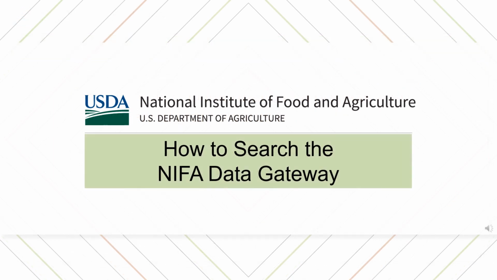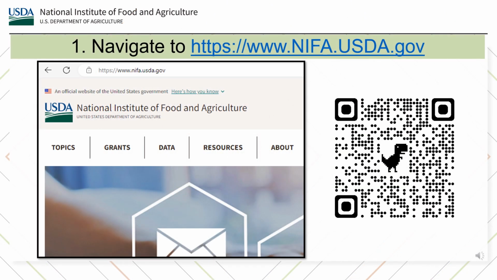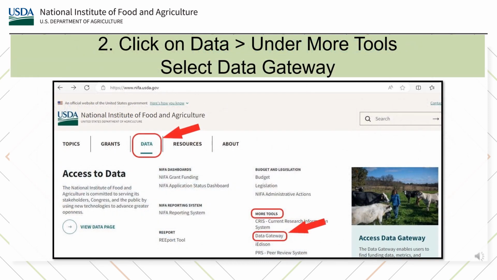Next, we'll cover how to search the NIFA Data Gateway. To access the NIFA Data Gateway, you will first navigate to the NIFA website at www.nifa.usda.gov. On the NIFA website, you'll click on the Data section at the top menu bar, and under More Tools, you'll click on the Data Gateway link.